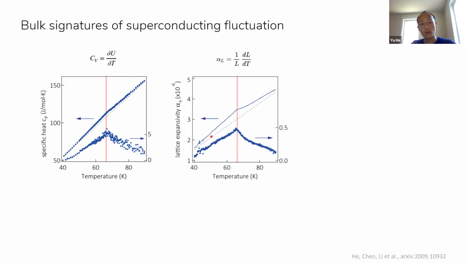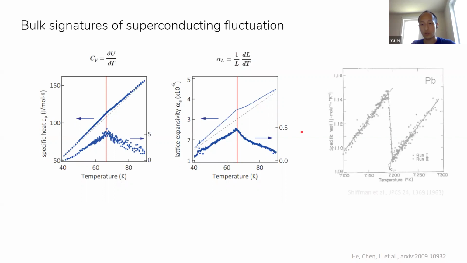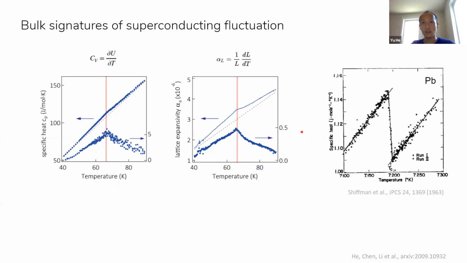And secondly, we can also measure lattice expansivity, which is another thermodynamic quantity that's sensitive to a second order phase transition. And we see similarly that there is a same divergence around 66 Kelvin. But again, the response started at a temperature way above the bulk transition temperature. And this is in stark contrast with the classic textbook BCS superconductor, where the transition is so sharp, so mean field-like, that there's negligible fluctuation temperature range.